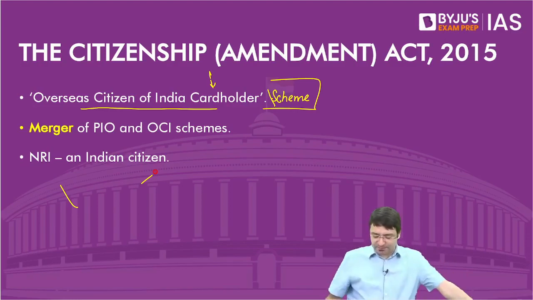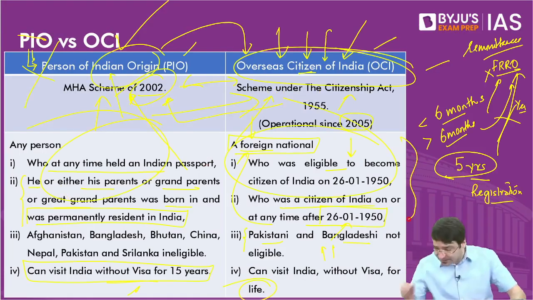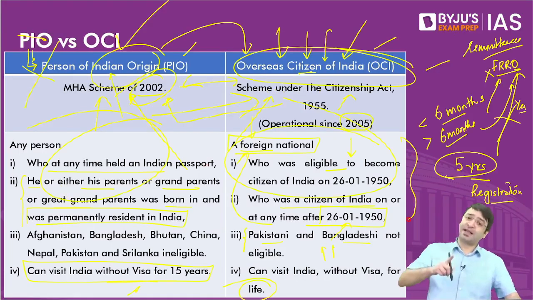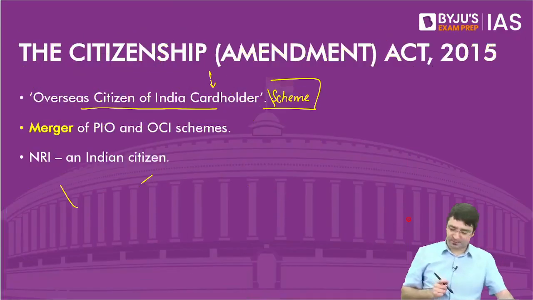Any foreigner can apply for an OCI card. Any foreigner who meets this condition, who once had an Indian connection, who once held an Indian passport, who once was an Indian citizen, whose parents once were Indians, whose grandparents once were Indians, or at least eligible to become Indians, only they can apply for OCI.